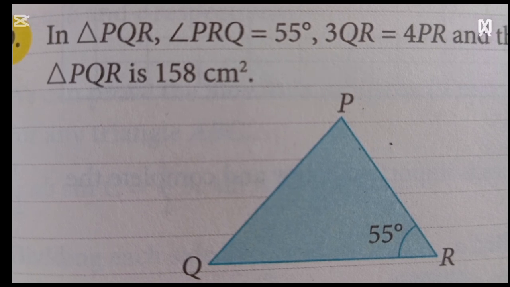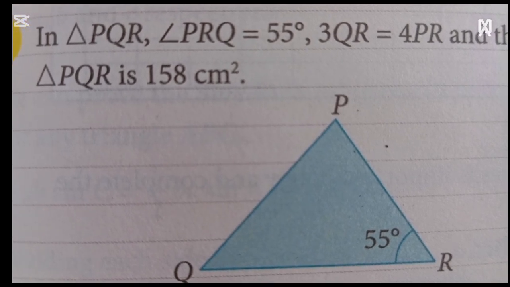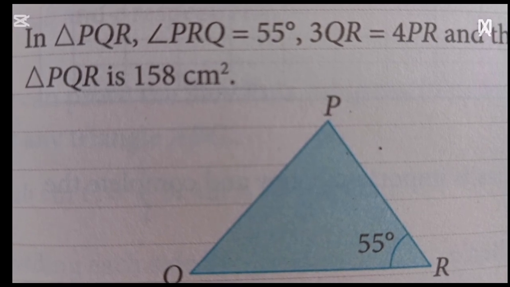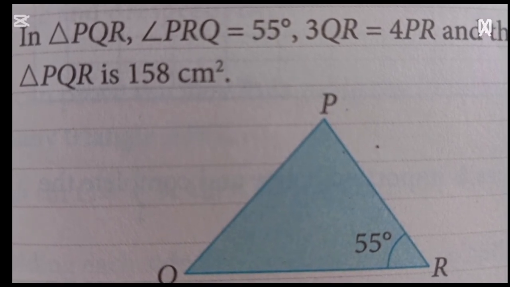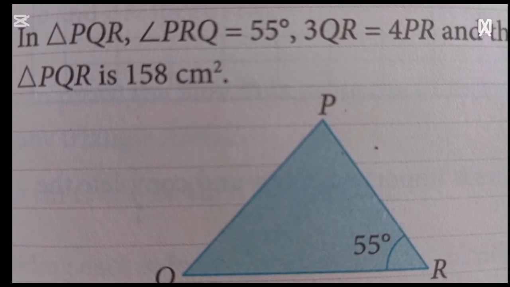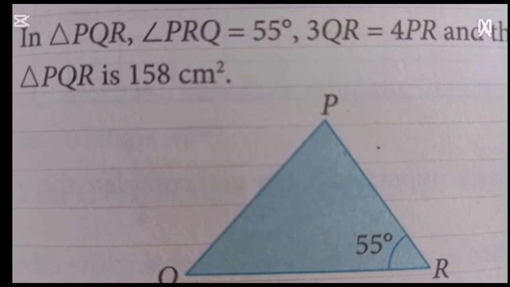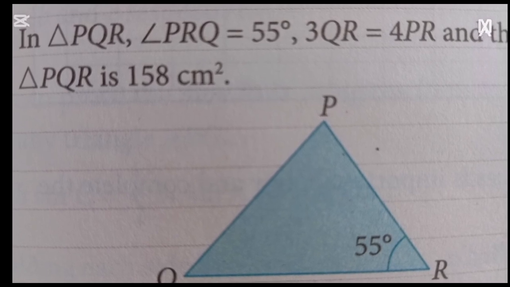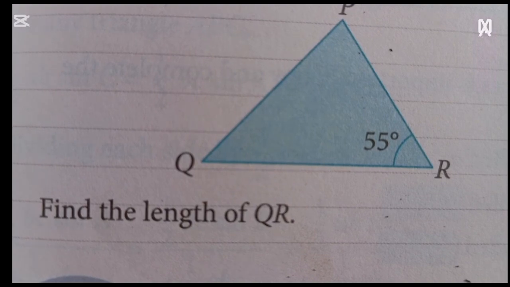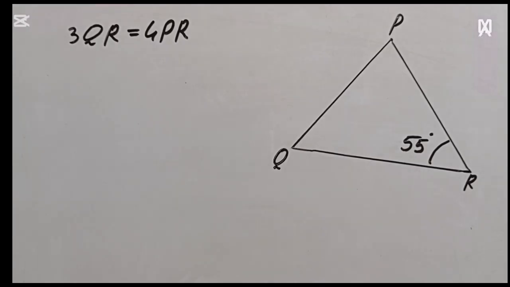Now the statement of question number 9. In the triangle PQR, angle PRQ equal to 55 degree, 3QR is equal to 4PR, and the area of the triangle PQR is 158 centimeters square. Now find the length of QR. It is the figure of this question, the triangle PQR, where we are given that 3QR is equal to 4PR.